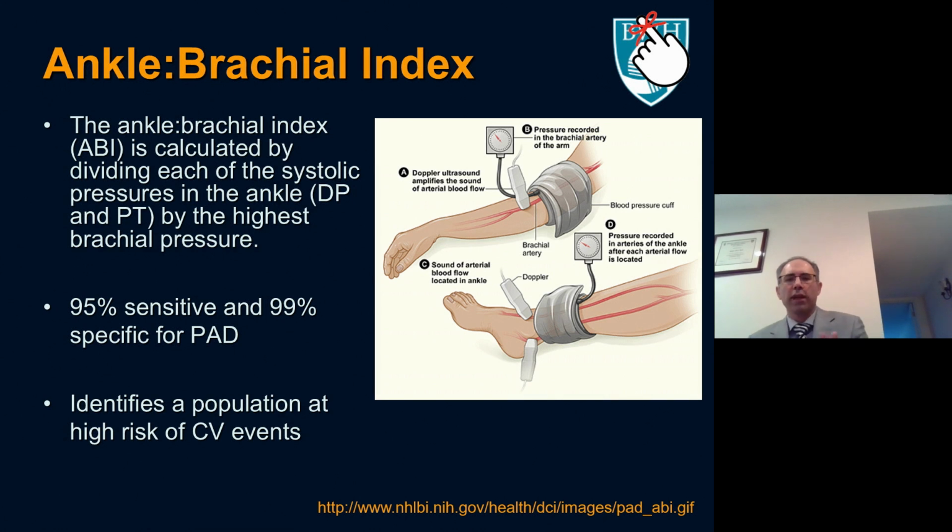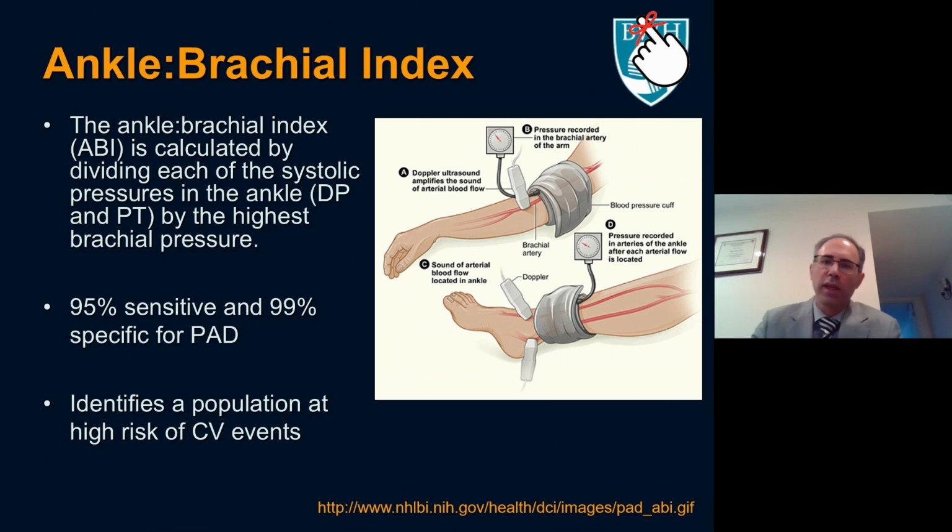So the ankle brachial index, this is something we can do in the office that will do many great things for us in the evaluation of these patients. First of all, we can answer the question whether there's peripheral artery disease. And second of all, we can identify a population at high risk for cardiovascular events. It's very sensitive, 95%, and very specific.